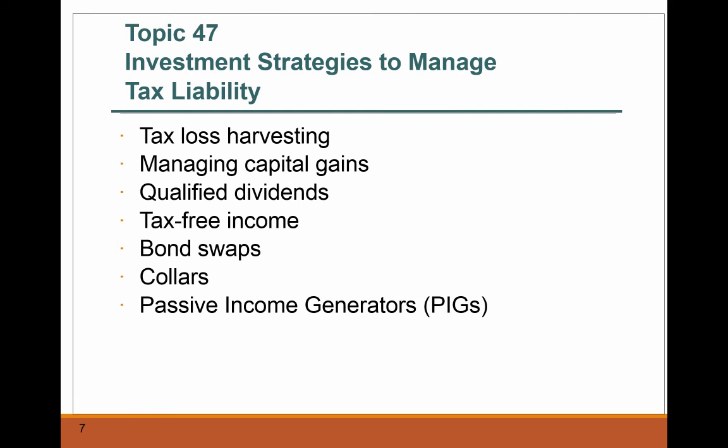Then you might want to have an investment strategy so that you're not only trying to maximize your income, but also minimize your tax liability. So you might have some tax loss harvesting. You might want to manage your capital gains. Maybe you have a lot of qualified dividends that you have to pay. You might want to spread them over a few years. You might have some bond swaps, some passive income generators.